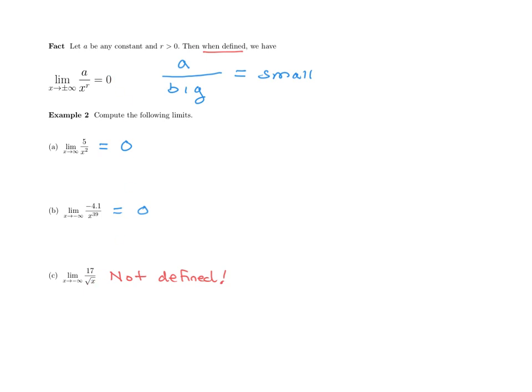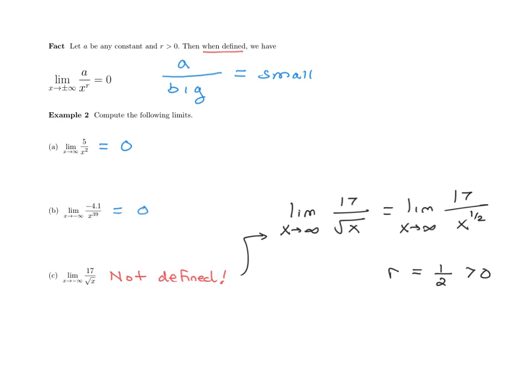But just for another example, what about the limit as x approaches positive infinity of 17 over the square root of x? Is that limit 0? The answer is yes. This thing is actually defined because you are allowed to put positive numbers into the square roots. It might help to write this as the limit as x approaches infinity of 17 over x to the 1/2 power. Here r is equal to 1/2.